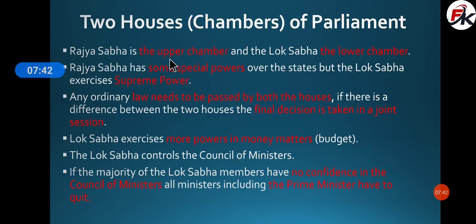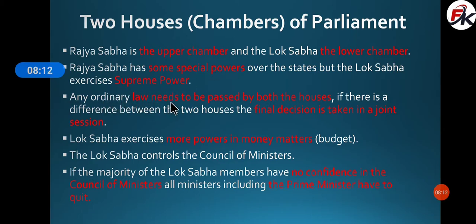Rajya Sabha is the upper chamber and the Lok Sabha is the lower chamber. Rajya Sabha has some special powers over the states, but the Lok Sabha exercises supreme power. Though we see Lok Sabha is the lower chamber, Lok Sabha exercises supreme power because of the number of seats that it has.